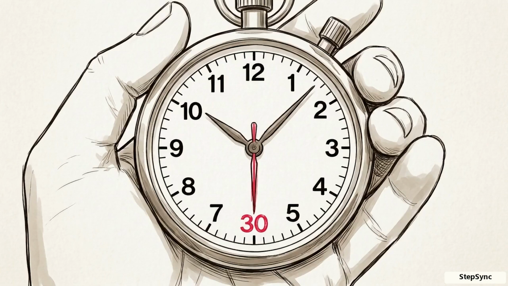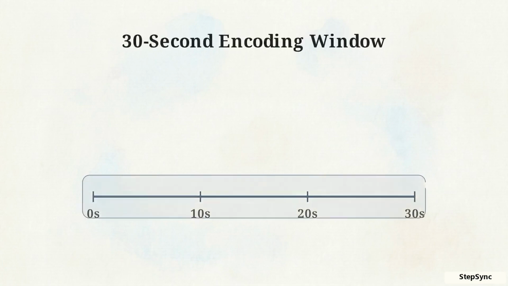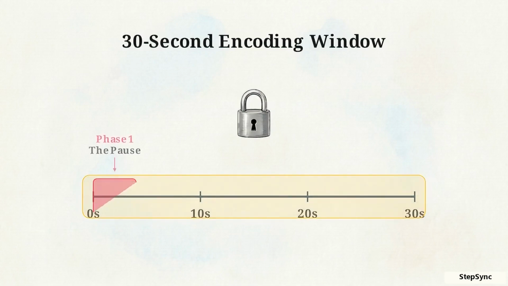This system is built to manage the first 30 seconds of an introduction, the specific window of time where the encoding process usually fails. This timeline represents that crucial period. Recalling names effectively is less about raw brain power and more about how you protect this 30-second window to ensure the information actually lands. Step 1 is the 4-second pause.